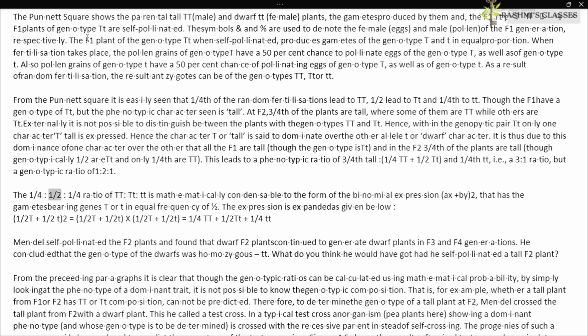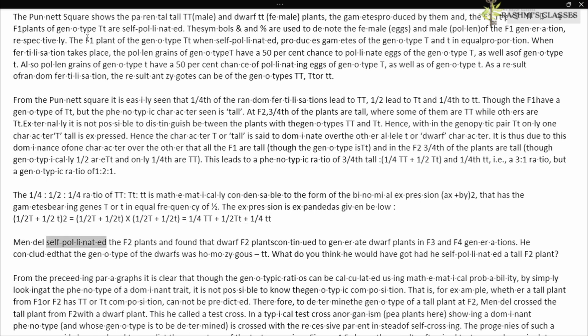The 1/4, 1/2, 1/4 ratio of TT, Tt, tt is mathematically condensable to the form of the binomial expression (ax + by)², that has the gametes bearing genes T or t in equal frequency of 1/2. The expression is expanded as given below. (1/2 T + 1/2 t)² = (1/2 T + 1/2 t) × (1/2 T + 1/2 t) = 1/4 TT + 1/2 Tt + 1/4 tt.